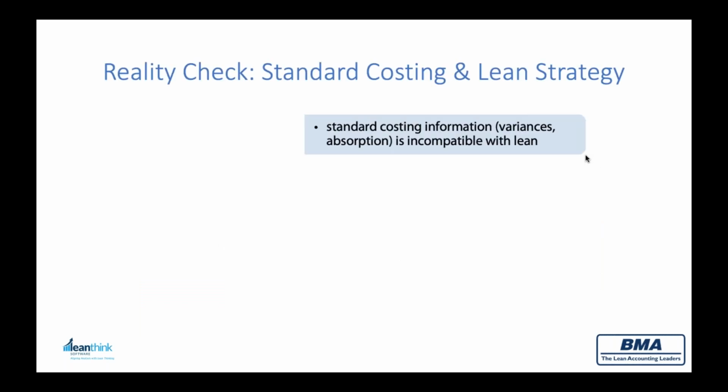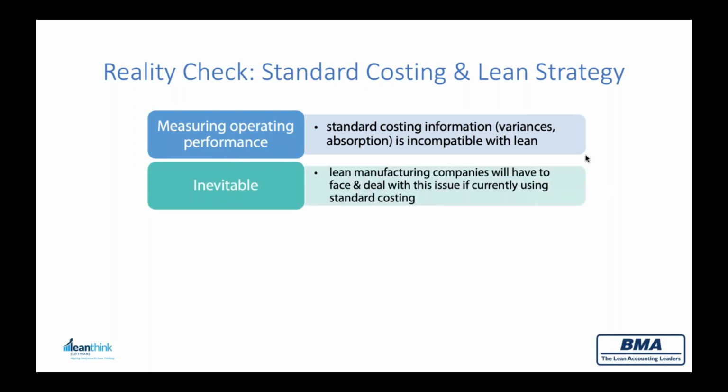So wrapping up, here's what I call the reality check with standard costing and a lean strategy. When it comes to measuring operating performance, using variances and absorption, this is incompatible with lean, and you need to stop doing it as soon as possible. Now, I said the variances may not go away. The absorption numbers may not go away. They'll still show up on the financial statements, but I guess the simplest way is you got to ignore them. You can't use them to try to understand what's going on in operations.